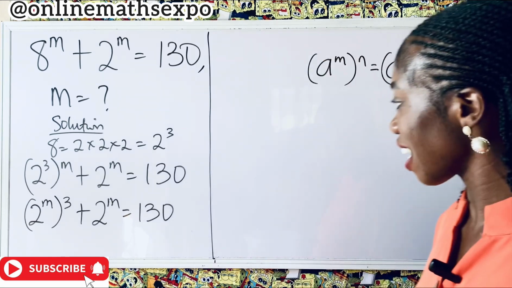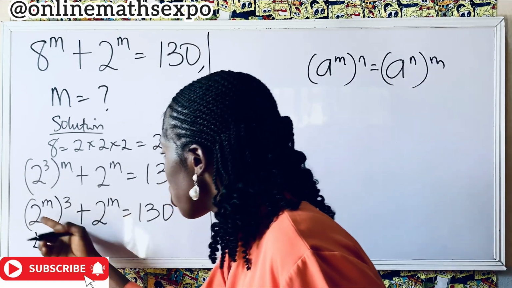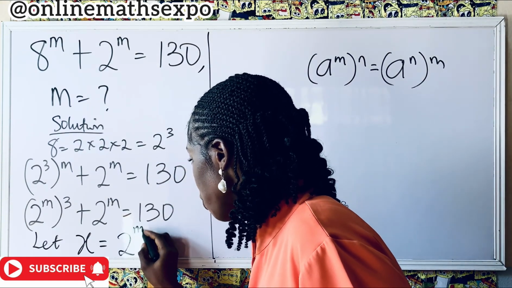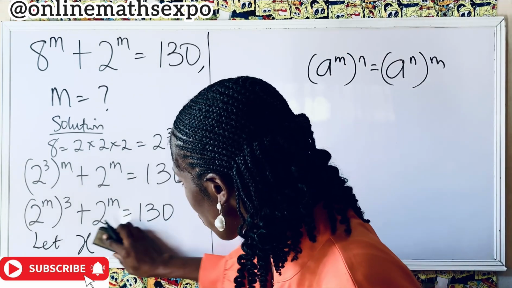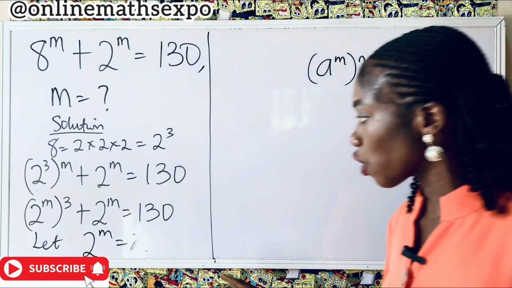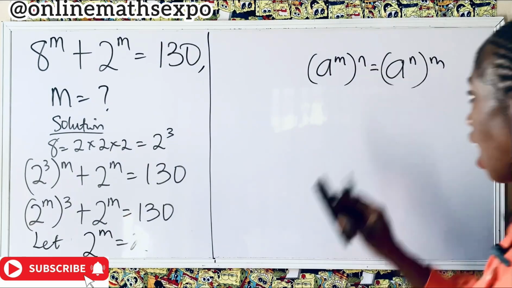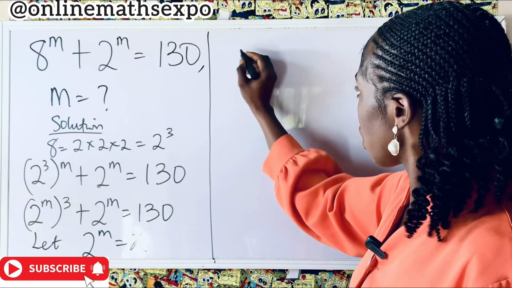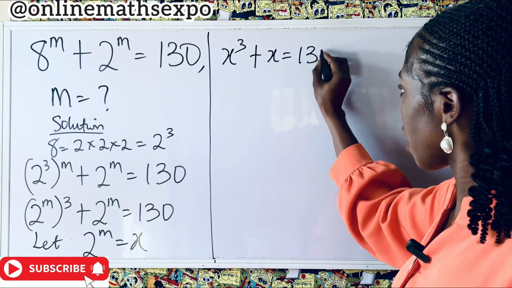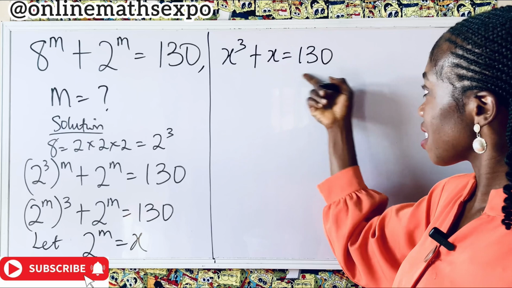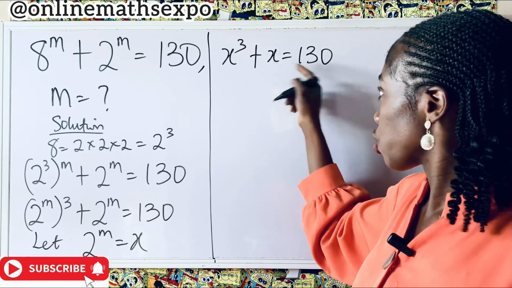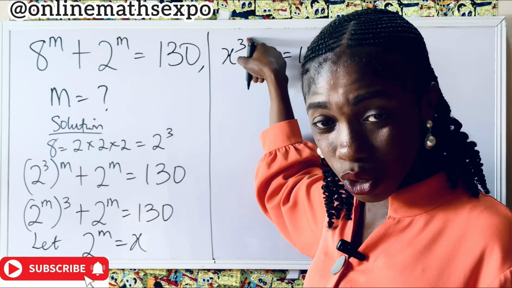So you can simply say, let's choose any variable of your choice. So we can say, let x be equal to 2 to the power of m. Or we can better put it this way, let 2 to the power of m be equal to x. So you are going to replace this with x. And if you do that, this is what we are having. We're having x cubed plus x is equal to 130. You will notice this is forming an equation we call cubic polynomial or cubic equation because the highest power of x here is 3. So it's cubic.